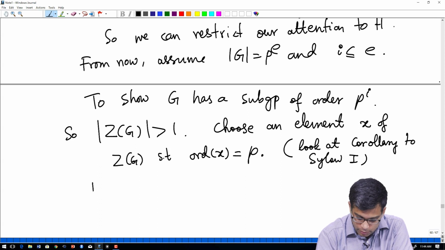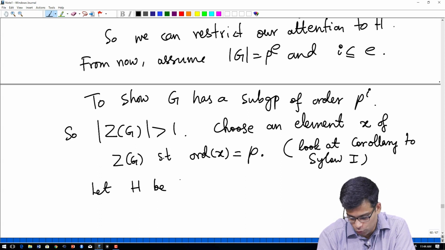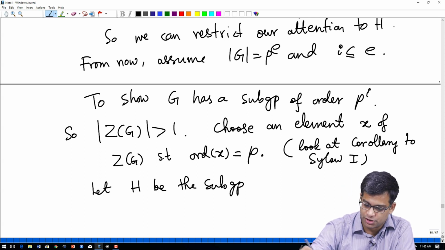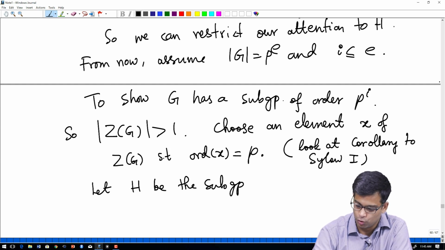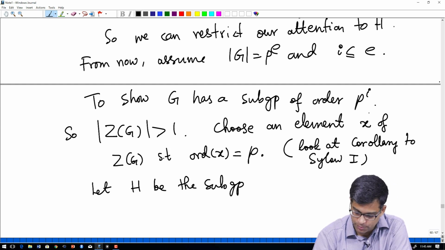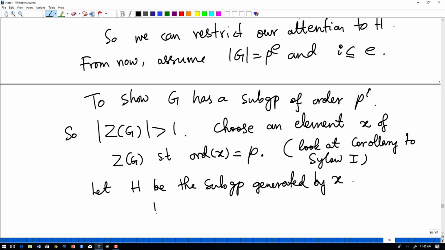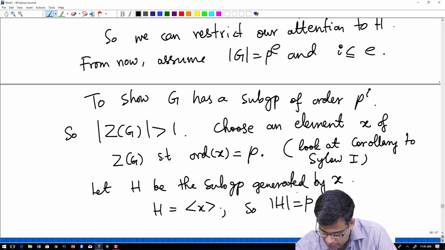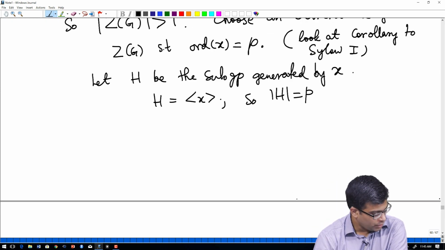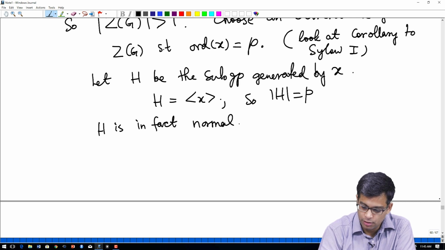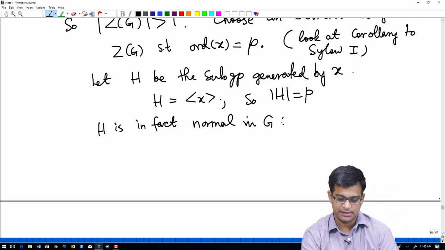And now, let H be the subgroup. I am starting with a new notation here, whatever I called H earlier is gone now. So, G is a group of order p^e, and H is the subgroup generated by x. The order of H is p, of course, because the order of x is p. More than that, H is in fact normal in G. Why is that? Because x is a central element, x is in the center.